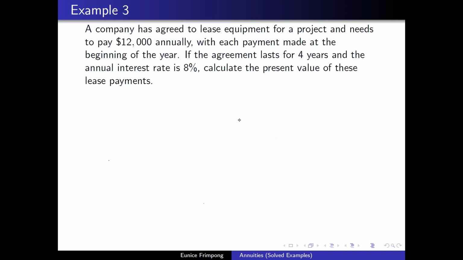Example 3. A company has agreed to lease equipment for a project and needs to pay 12,000 annually, with each payment made at the beginning of the year. If the agreement lasts for 4 years and the annual interest rate is 8%, calculate the present value of these lease payments.